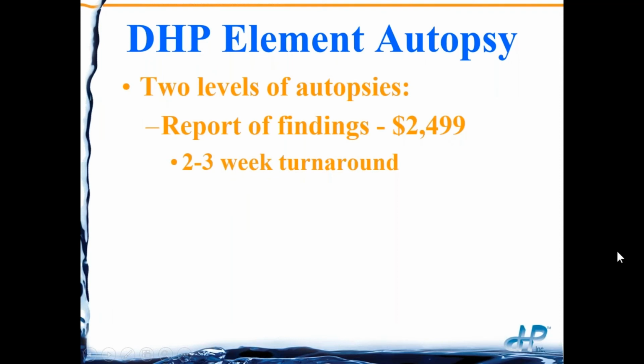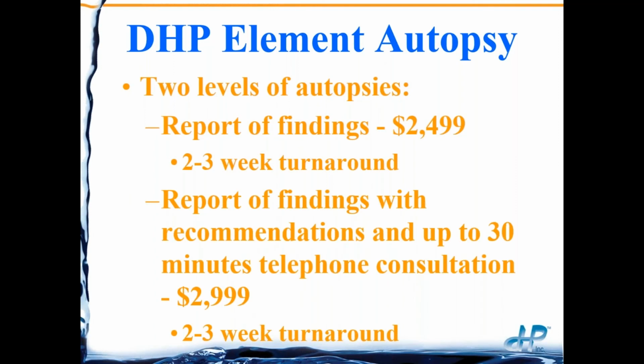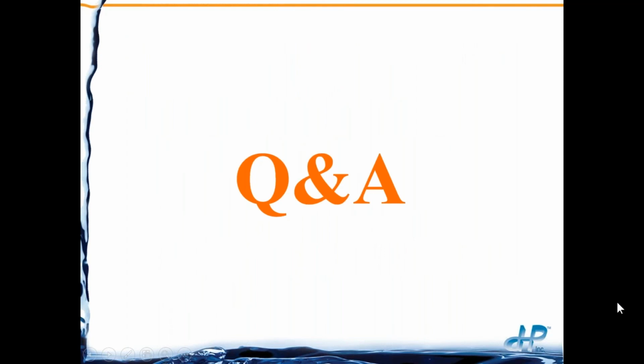As I say, we have two levels of autopsies. One, report of findings. That just lists out what we find in there, and we don't go into the troubleshooting and consulting aspect of it. We charge $24.99 for that, and it's usually a 2 to 3 week turnaround from when we get that element to when we get that report to you. We also have our other level of autopsy, with report of findings with recommendations on how to fix it, and then up to a 30-minute telephone consultation. We charge $29.99 for this, and again with a 2 to 3 week turnaround.